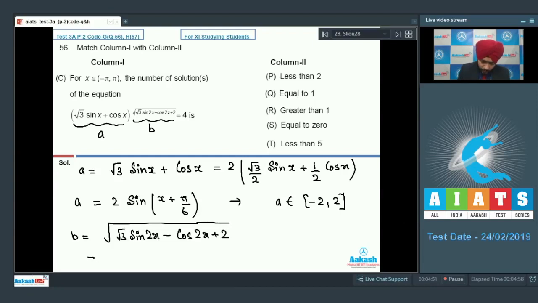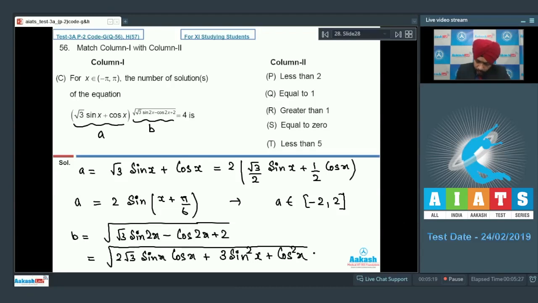So what are we going to do? We are going to write it as 2 root 3 sin x cos x. 1 minus cos 2x is 2 sin square x. So 2 sin square x plus 1, that means 3 sin square x plus cos square x. So I have written 1 as sin square x plus cos square x whole under the root. So this is clearly equal to mod A. Okay. So B is also further equal to mod A.